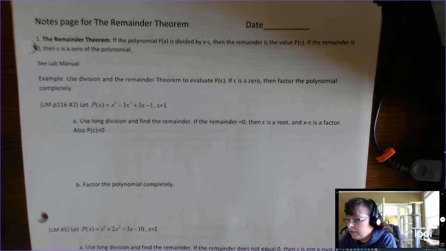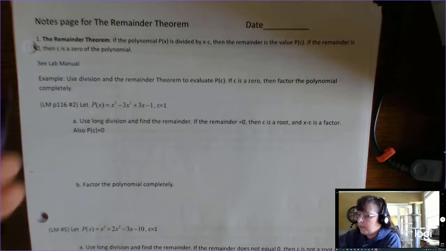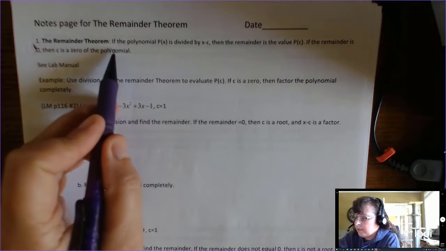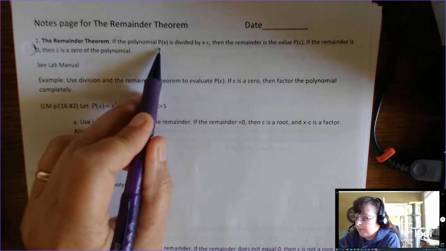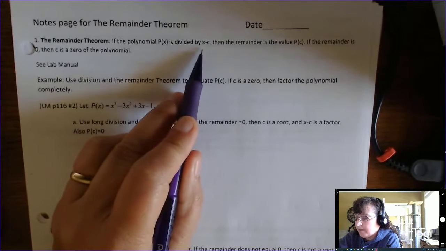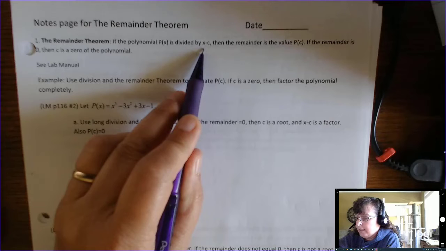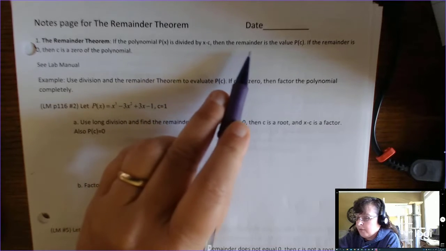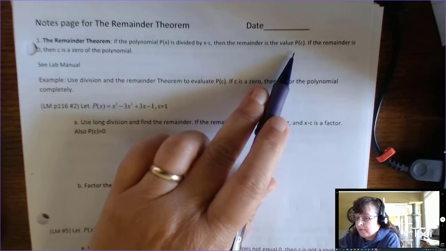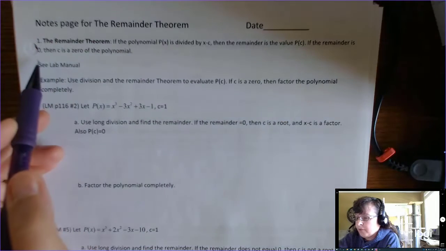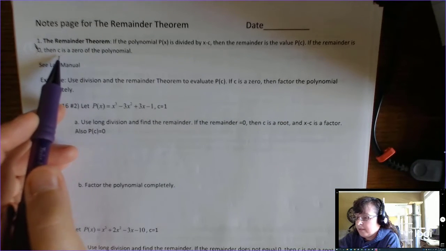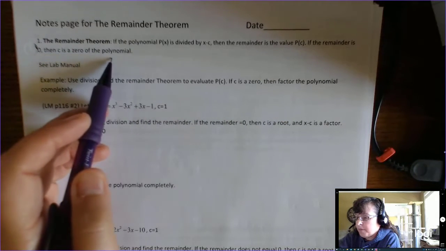Okay, this is the notes page for the remainder theorem, and it's here spelled out. It says if the polynomial p of x is divided by x minus c, then the remainder is the value p of c. If the remainder is 0, then c is a 0 of the polynomial.